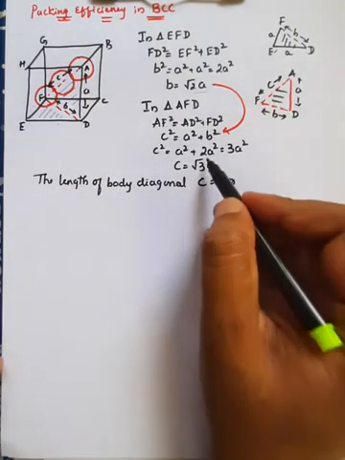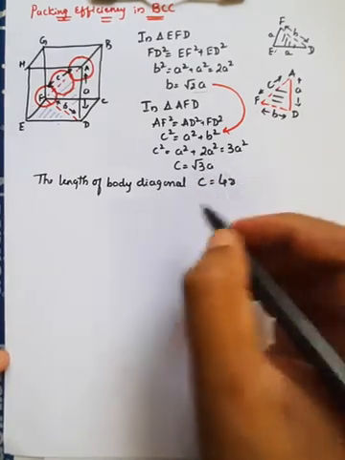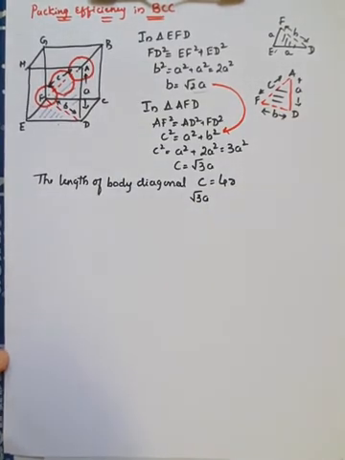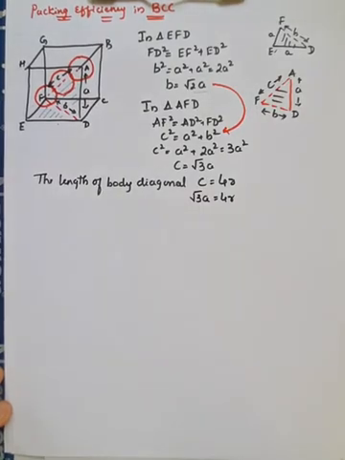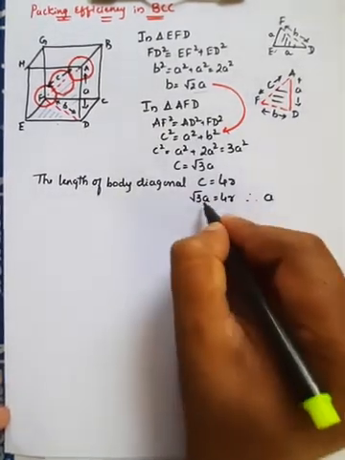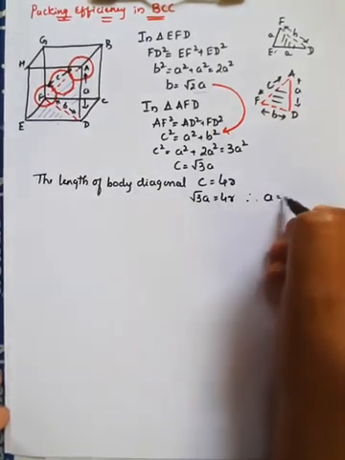But the value of C already we have calculated, that is root 3 into A. Therefore, in place of C I will put root 3 into A, that is equal to 4R. Therefore A is equal to, this root 3 will come to the denominator, that is 4R divided by root 3.